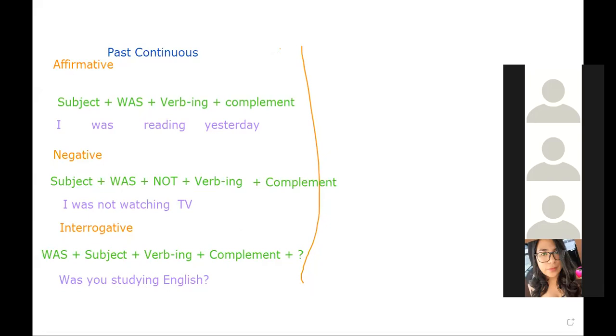But if we notice here in interrogative statements, we have just a specific structure for answering yes or no questions. Why? Because if we ask someone a question like, was you studying English? The possible answers are going to be, yes, I was, or no, I wasn't. Okay.